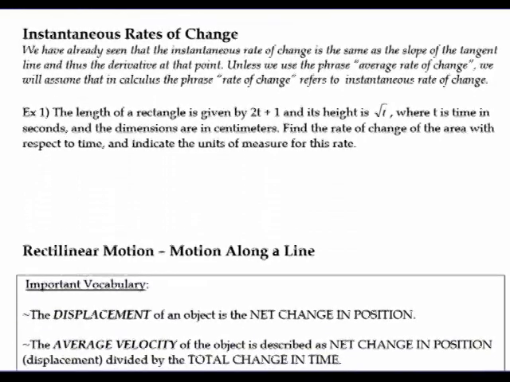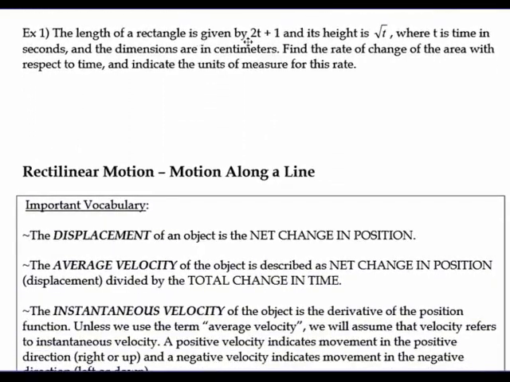So let's come down here. The length of a rectangle is given by 2t plus 1, and its height is the square root of t, where t is time in seconds, and the dimensions are in centimeters. Find the rate of change of the area with respect to time and indicate the units of measure for this rate.